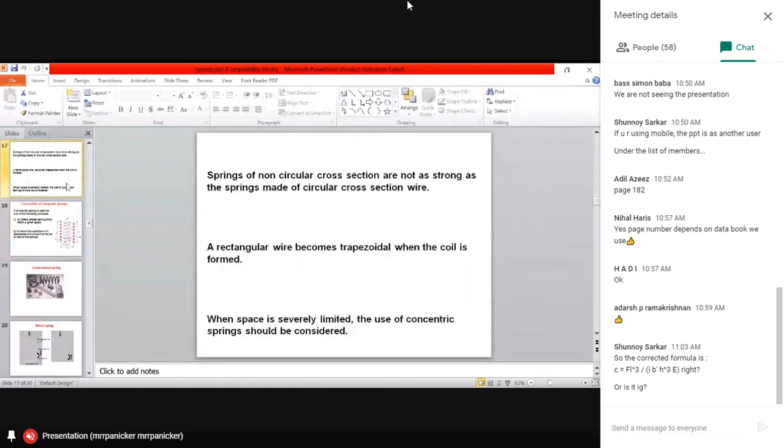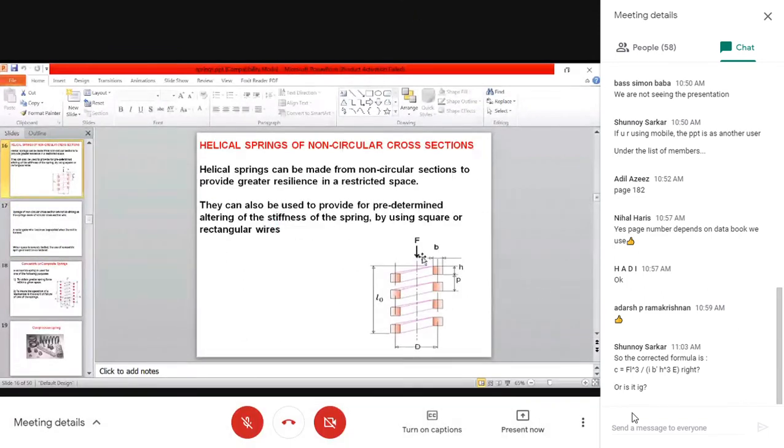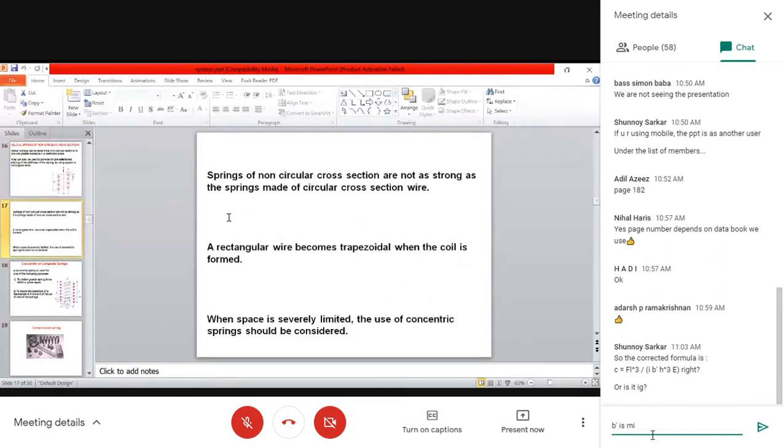And there is one more type, that is a rectangular cross section. Usually it is rectangular. The basic equation shows that the energy resilience will be more. But you know that the manufacturing difficulty is there. It is not so strong compared to the circular one. It can become trapezoidal when the coil is being formed.